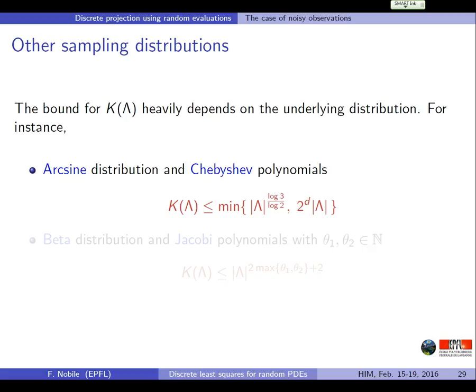Question and a comment. First of all, do you have any idea whether log 3 over log 2 is sharp? Is that the optimal rate? We know for, say, Legendre polynomials with the uniform measure that the cardinality of lambda squared is sharp. So that's known to be sharp, but is log 3 over log 2 sharp? Sharp as a bound for this kappa, or sharp in the sense of the sampling rate? Sharp as a bound for kappa, yes, there are sets that achieve this bound. It's just a tensor set. But is it sharp for the sampling rate? Because this kappa. This I can say.